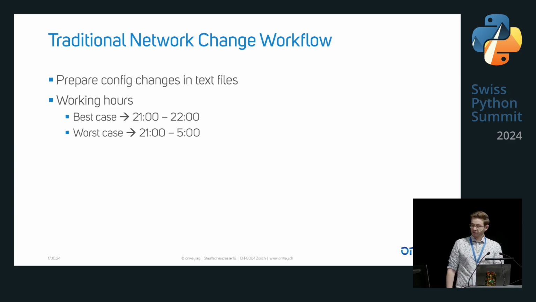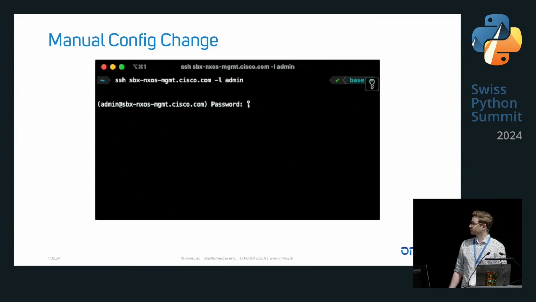Now, if your config files look like this, your working hours tend to lean more towards the worst case. You still start at 9 p.m. and just applying the config is quite quick, but then you have some issues and you need to troubleshoot something, and maybe you're not finished until 5 a.m. And even then, maybe the change is not successful and you need to perform a rollback and revert all the changes. Now, in the next example, I'm going to show you how such a change is performed.